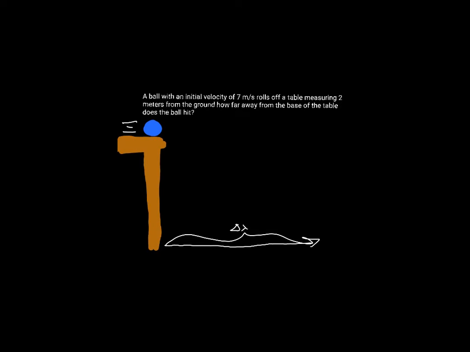Okay, now we know our delta y. Our delta y in this case is equal to 2 meters off the ground, right? Okay, so we've been talking about this earlier. We have two equations that we can use, right? We know that delta x is equal to the initial velocity times time, and we know that delta y is equal to 1/2 gt squared, right?